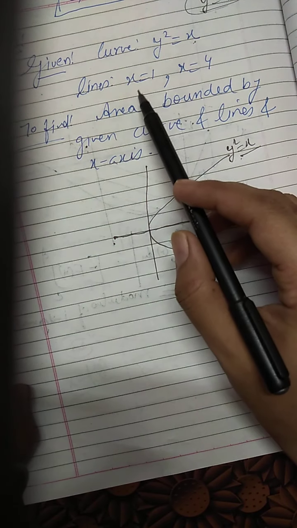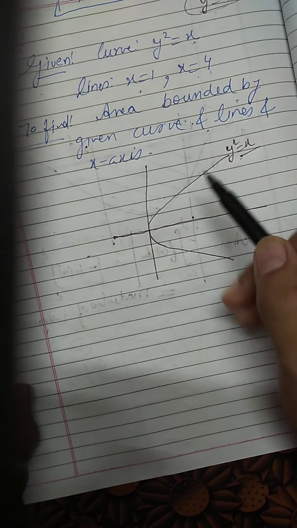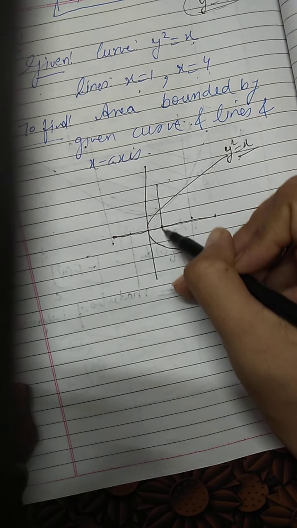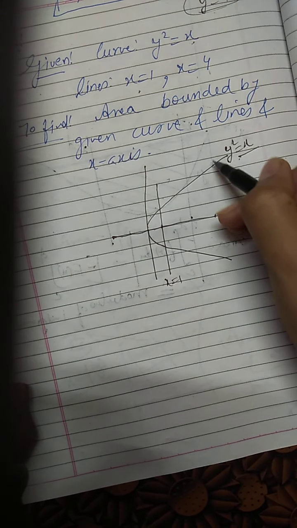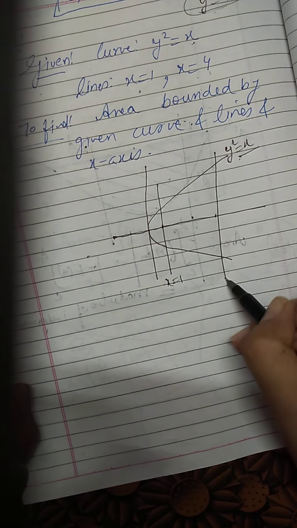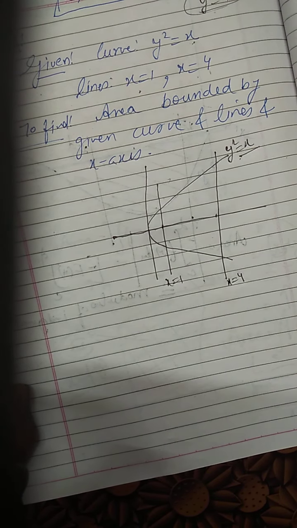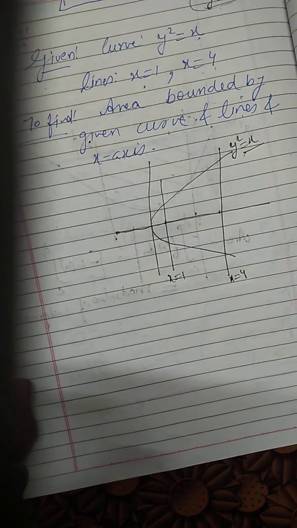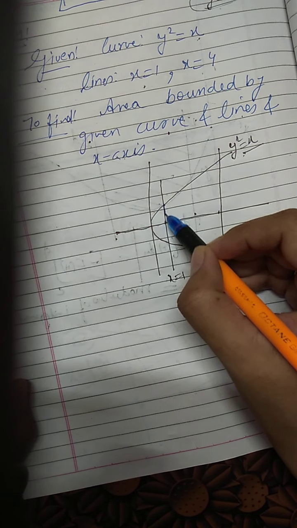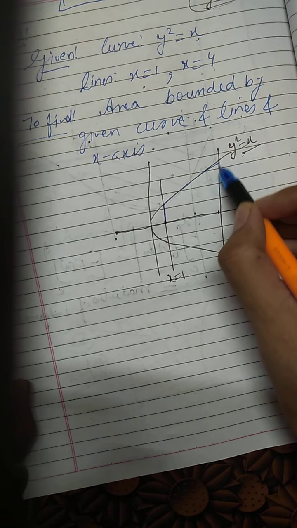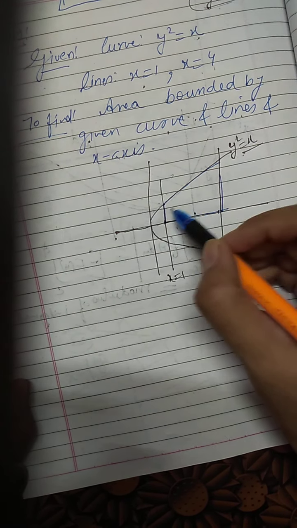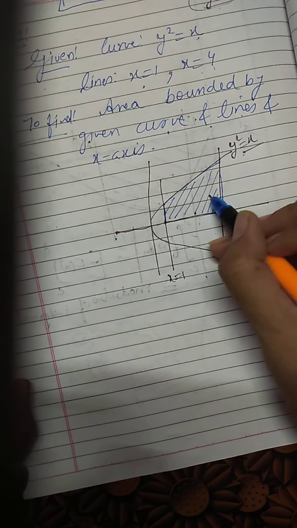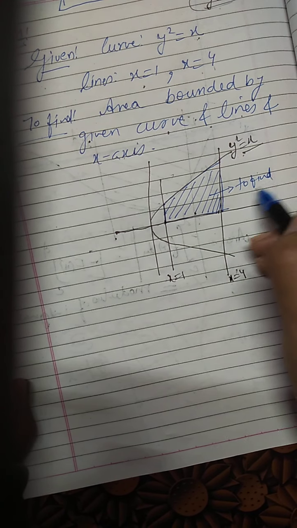Second thing, the lines are the line x equals 1 and the line x equals 4. So let us draw. If I say this is 1 and here it is 4, then the line x equals 1 will be this, and the line x equals 4, if we plot it, is here. We have to find the area bounded by the curve, the lines and the x-axis. So which area are we supposed to find? This area, bounded by the curve, the lines and the x-axis.